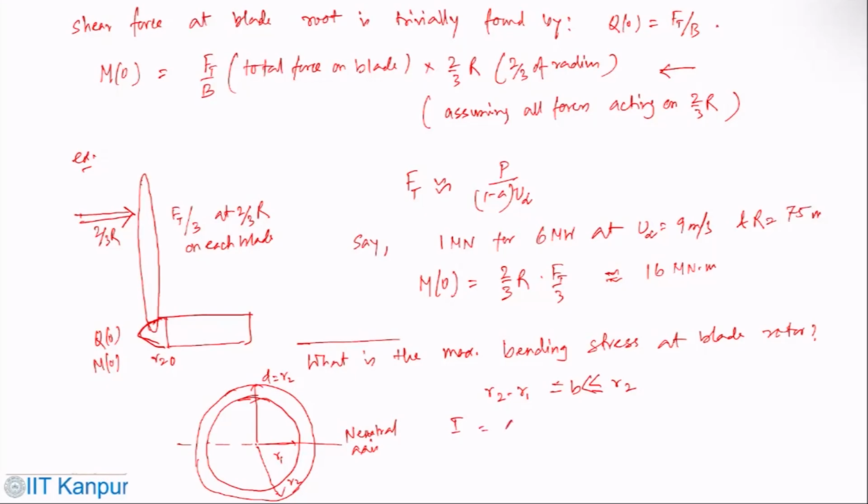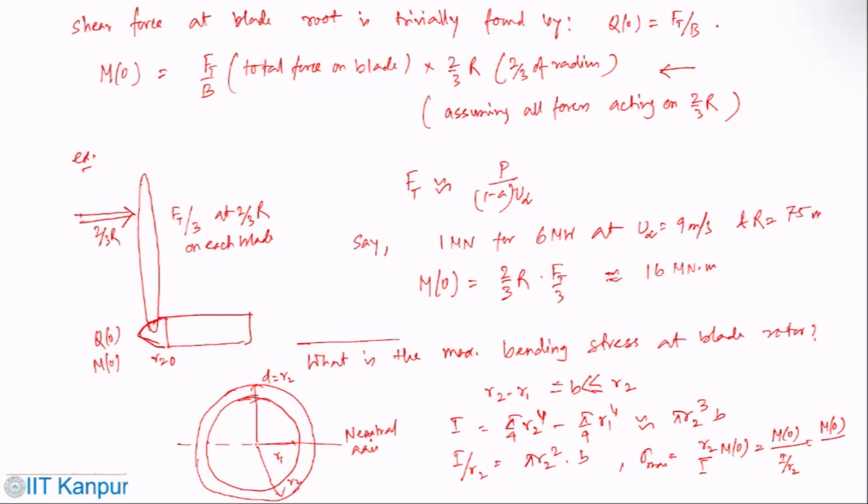So my moment of inertia is pi by 4 R2 to the power 4 minus pi by 4 R1 to the power 4, which will be pi R2 cube B. So I by R2 is pi R2 squared times B. Then I have sigma max equals R2 by I times M0, which is M0 by pi R2 square into B.